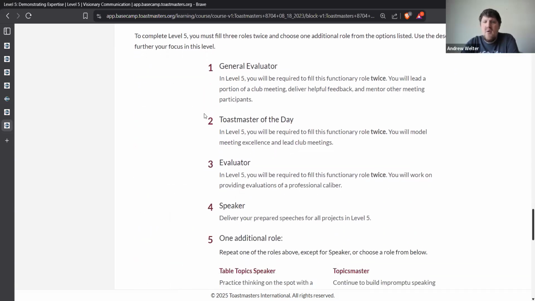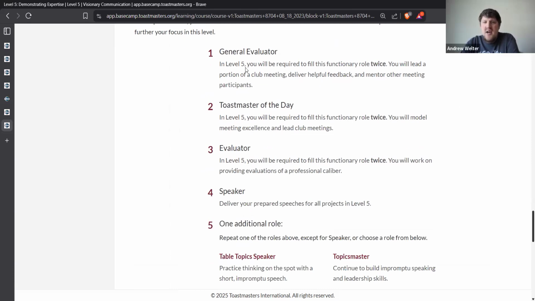Then again, your required meeting roles, you will notice when you come down here, General Evaluator, twice. Toastmaster of the Day, twice. Evaluator, twice. You will have to do these roles twice in level 5. This is the only reason why I say that the doing the full circle for each level, this is the only place where you have to keep an eye on that because these roles you have to do 2 times within level 5.